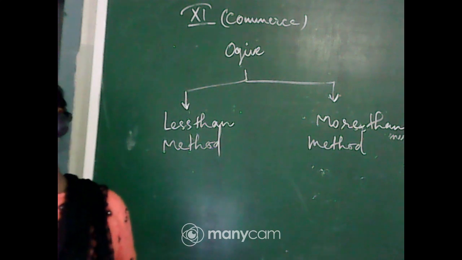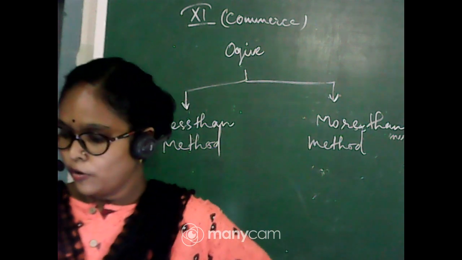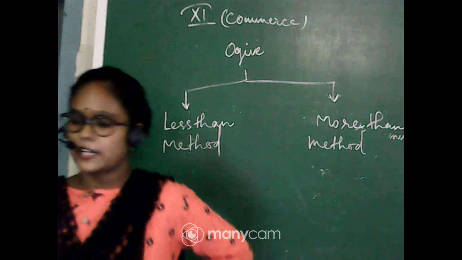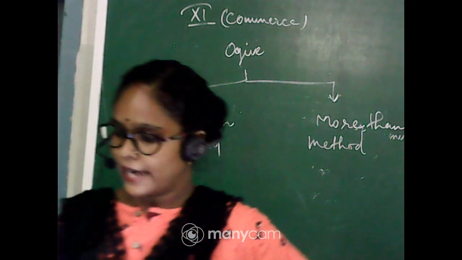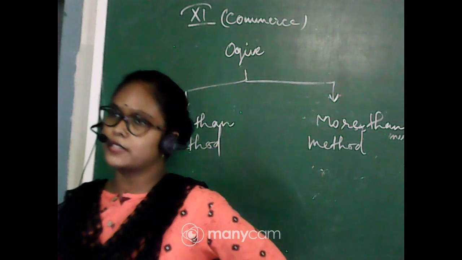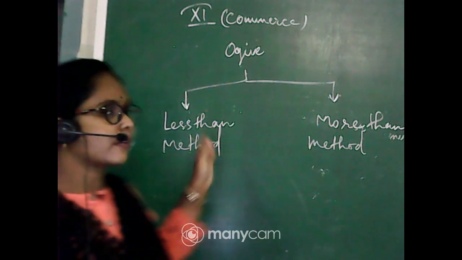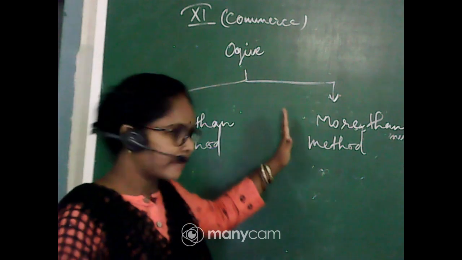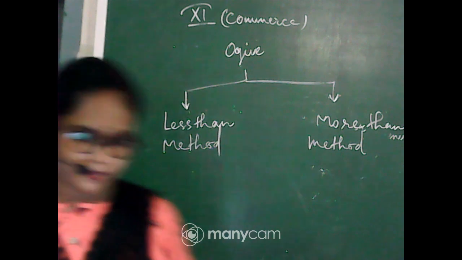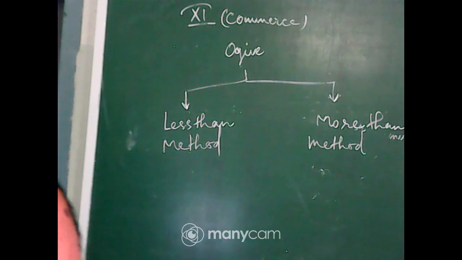Okay, so what is the less than method? In this method, beginning from the upper limit of the first class interval, we go on adding the frequency corresponding to every next upper limit of the series. So we start from the upper limit of the first class interval with the respective frequencies given. This frequency we add up from the upper limit of the class interval. Okay, so let's see with one example.